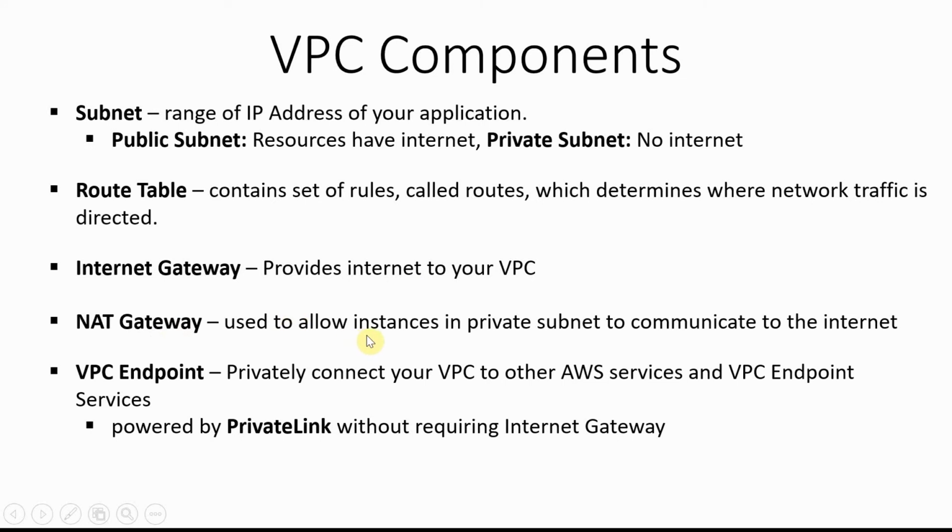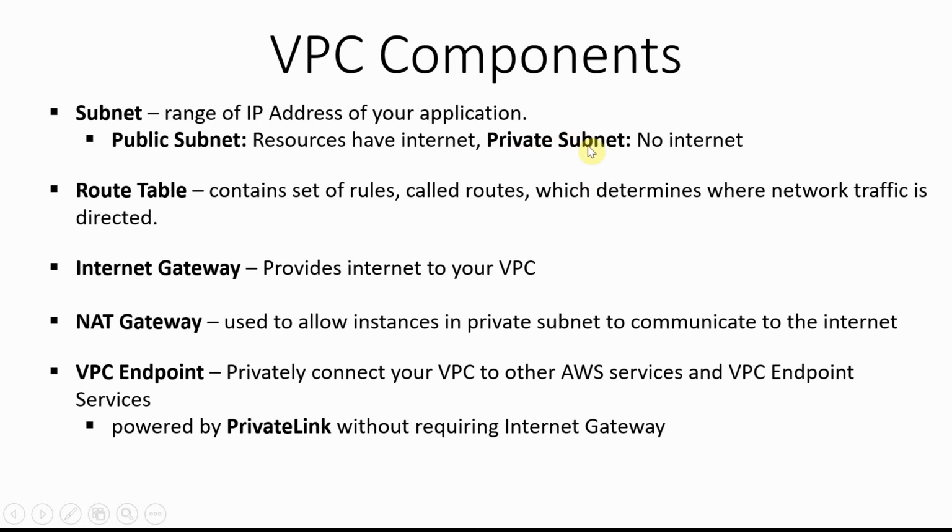NAT gateway primarily allows instances in a private subnet to communicate to the internet. The typical scenario is that the public subnet will have an internet gateway tied up, so in a public subnet you get internet. But in a private subnet there generally will not be internet. That's why it's called private. So you don't have any internet.